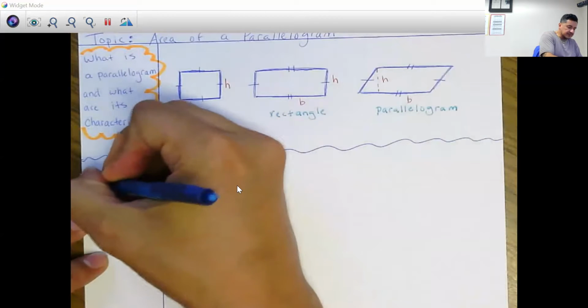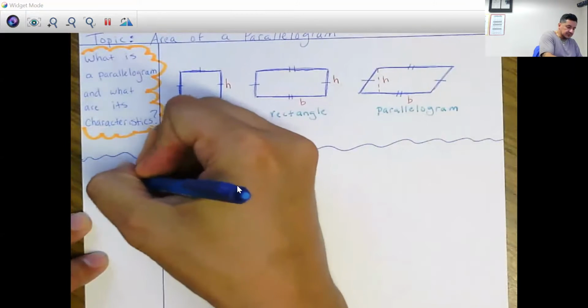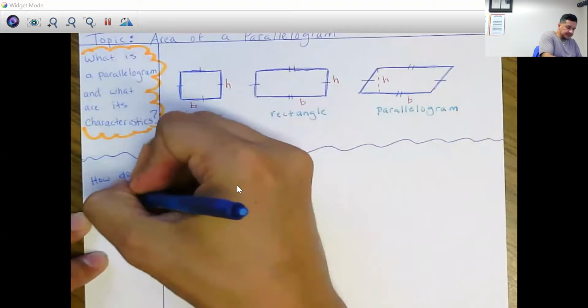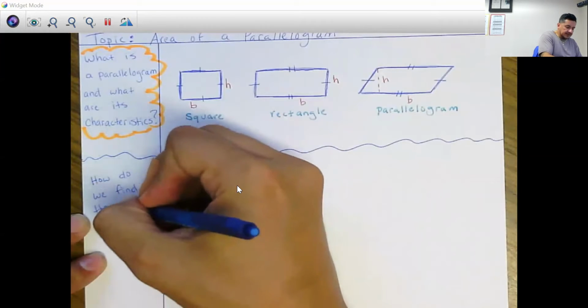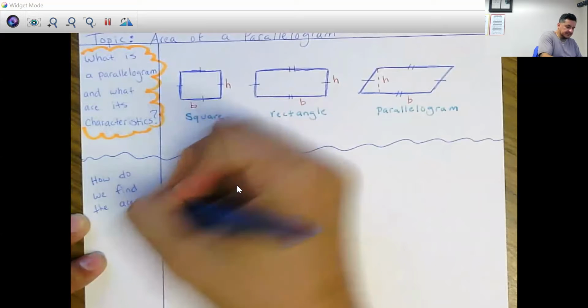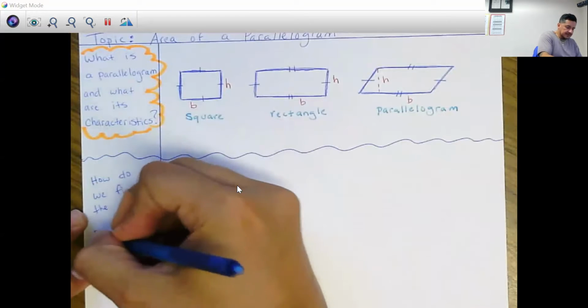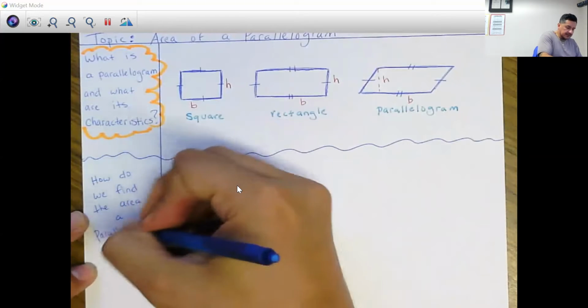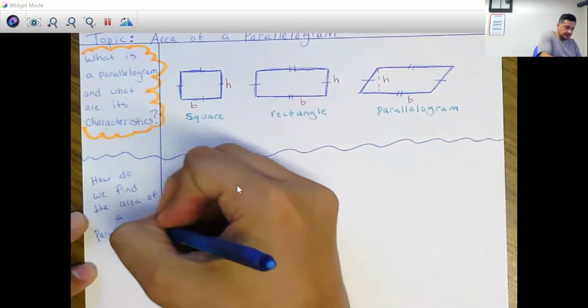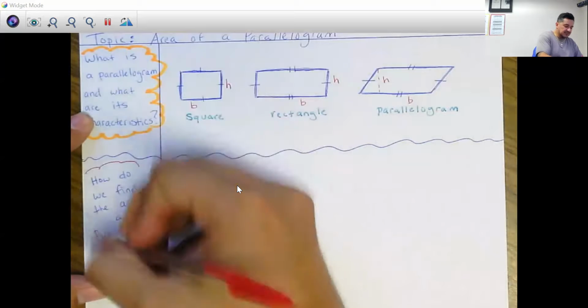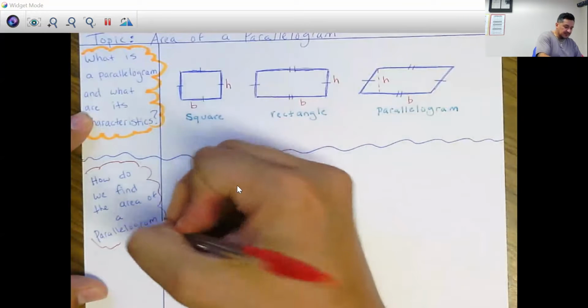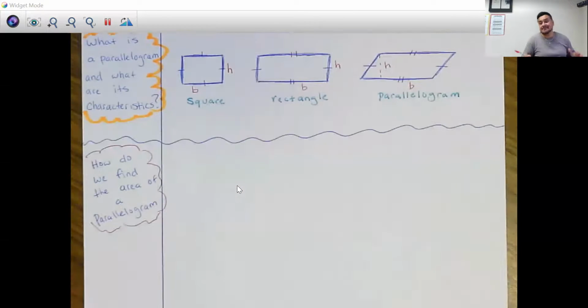So let's write that question down. Okay, how do we find the area of a parallelogram? All right, hopefully I'm putting the L's in the right place. Sometimes I put the double L's in the wrong place, and I'm not sure if I did it now, but if I did, oh well.